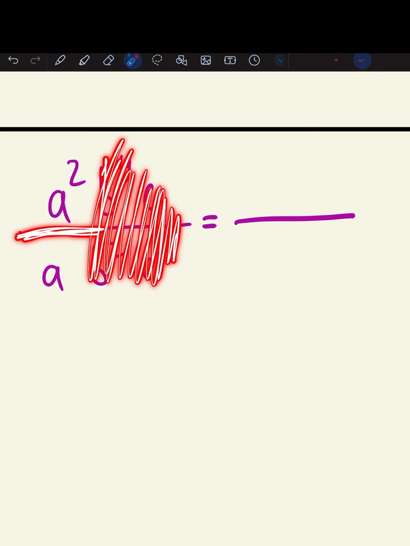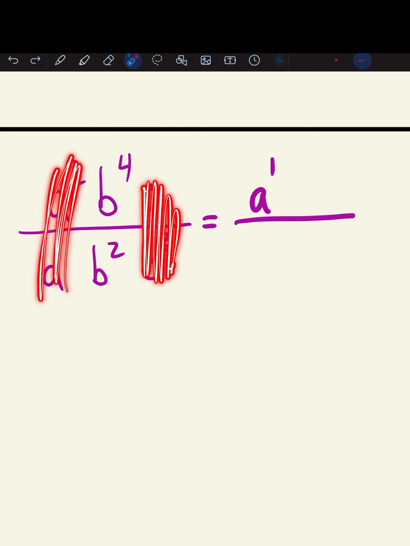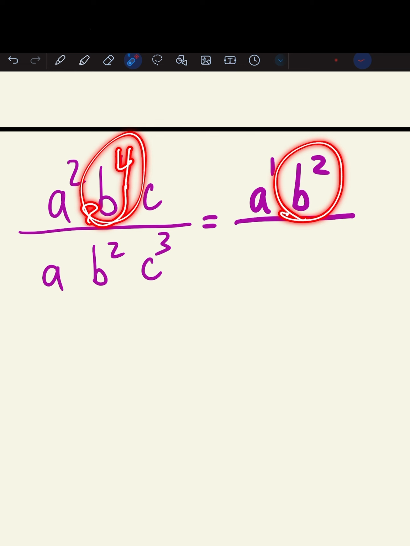Again, we have a fraction for this one, so we're talking quotient rule, and we've got 2 A's on the top and an invisible 1 A on the bottom, so 2 minus 1 would give us 1 A up top because there were more A's up top to start. Now, if we just look at the b's, we have 4 on top and 2 on bottom, so we would subtract 4 minus 2 to get 2 b's up top because there were more b's up top to start.